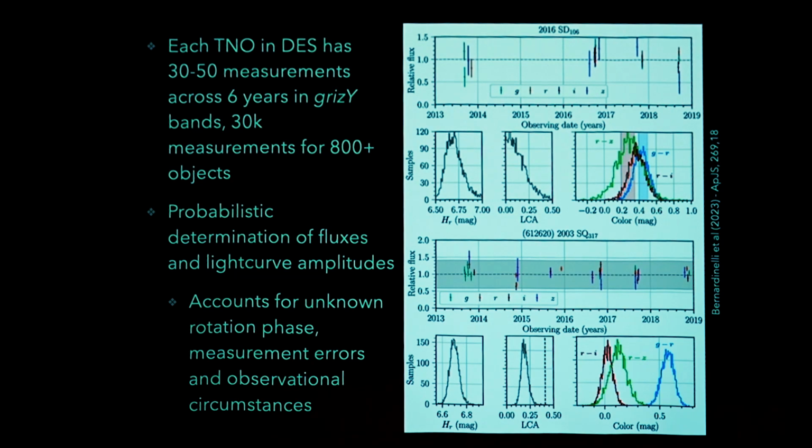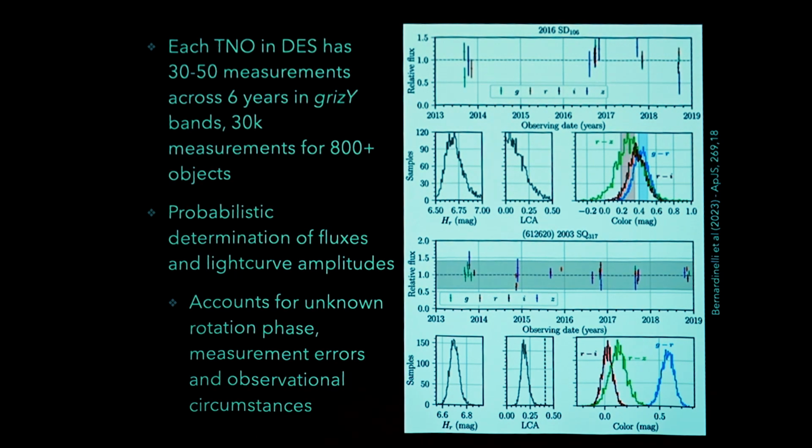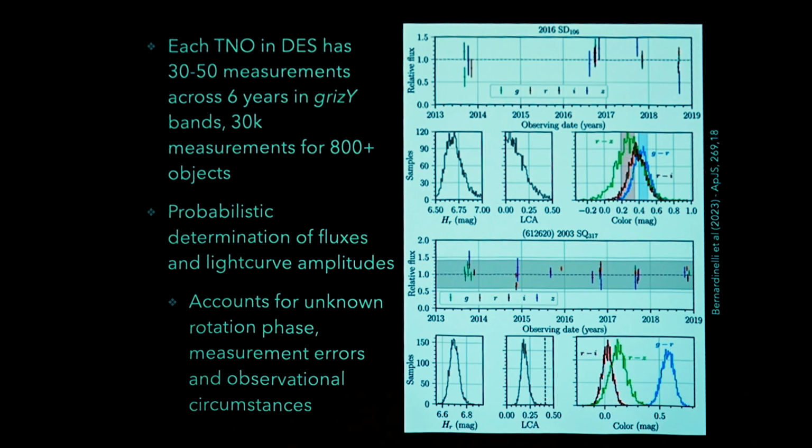So every TNO that we have from DES has between 30 and 50 measurements in those 5 different bands. So what we can do here is try to measure these colors. And a problem here is that basically we're measuring TNOs at random times. So if we just try to take, for example, a mean color, this is not going to be good enough because the TNO is rotating. We're getting different points of its rotation, so it will completely screw up our colors.